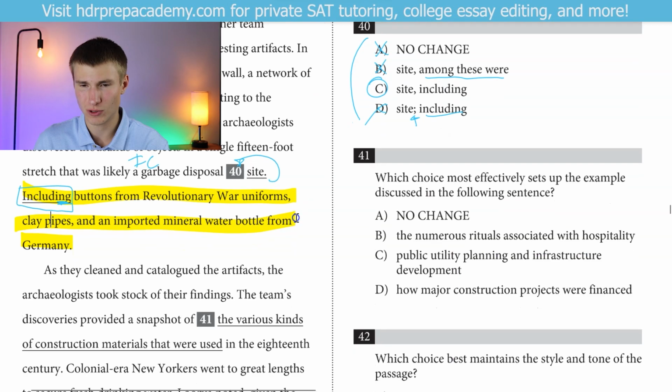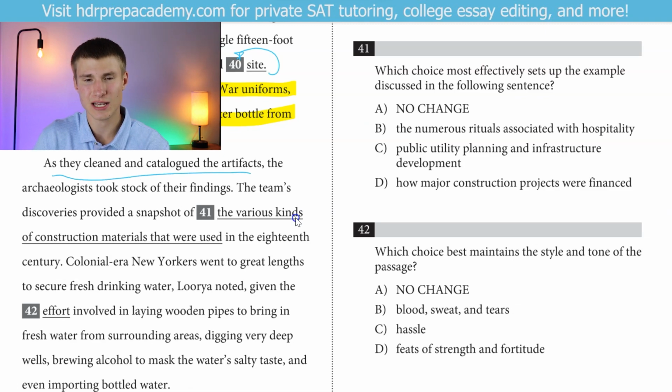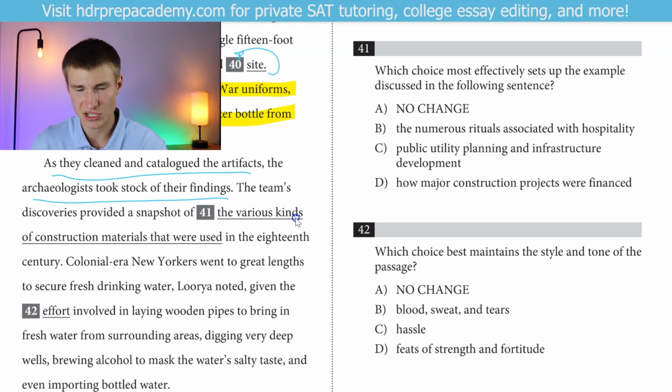All right, moving on to number 41. Which choice most effectively sets up the example discussed in the following sentence? So let's keep reading on. As they cleaned and cataloged the artifacts, archaeologists took stock of their findings. The team's discoveries provided a snapshot of the various kinds of construction materials that were used in the 18th century. All right, so our options here to set up the example in the following sentence, we've got to keep reading on then to find that example.